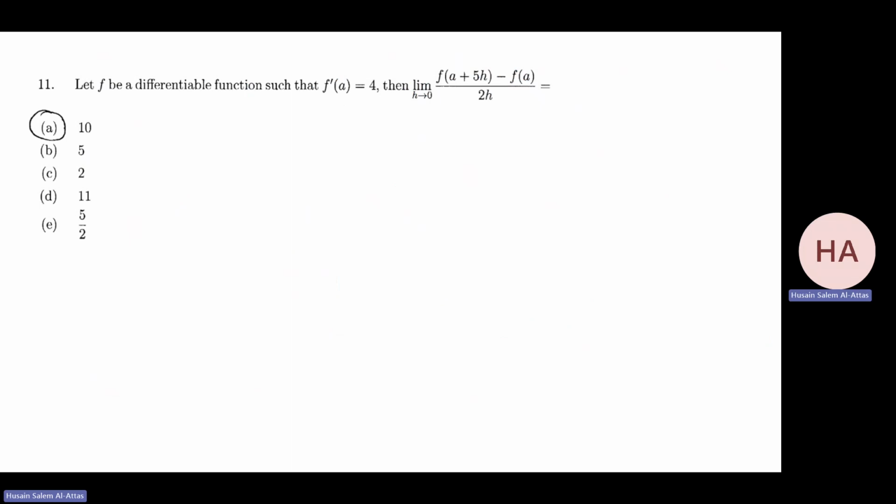Look at this. So if it's a differentiable function, this is the information given. F prime at a equals 4. I don't know a, I don't know f. They want this expression, this limit equal to what? So if you look at it, first I need to remember the formula. For sure, I will use this formula.